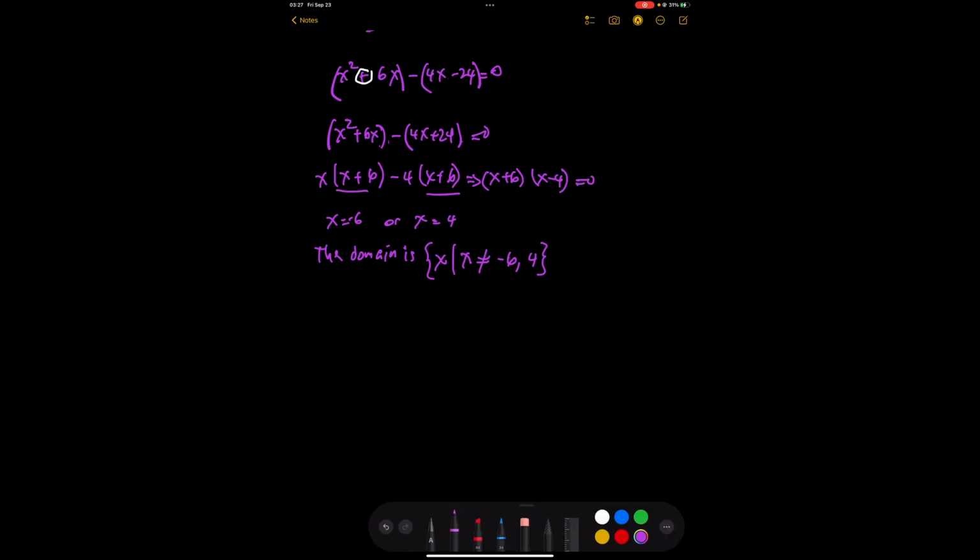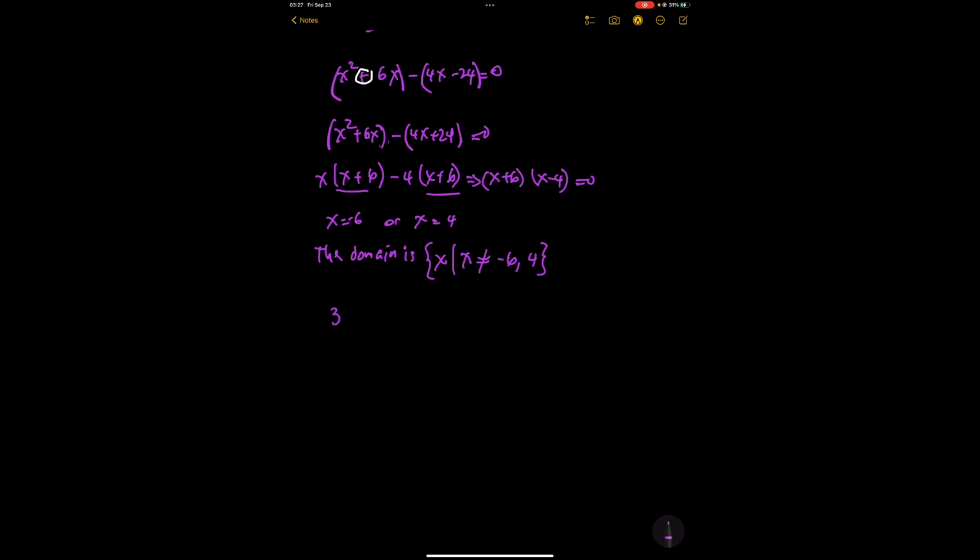Now let's move to the next one, the last exercise we're going to do. We're going to do what we call simplification. So let's simplify 3x to the power of 3n minus 9x to the power of 2n, over 12x to the power of 2n. So how do we simplify this rational function?